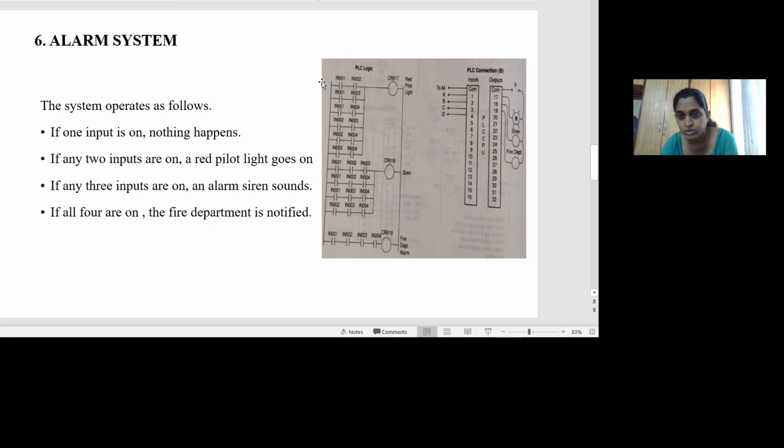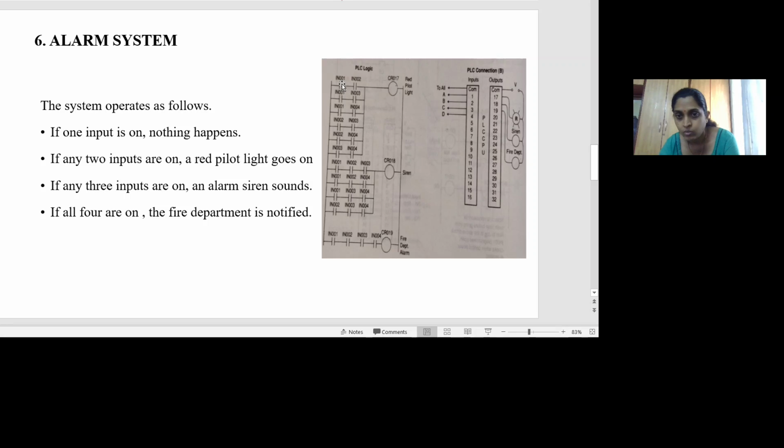Any of the two input means it may be AB, AC, AD, or BC, BD, like that. So here I've taken a combination of two inputs, emergency inputs. So 1 and 2. Here in this line, I have connected two inputs, and the red light goes on only when both the emergency inputs are on. Therefore, the two contacts are connected in series.